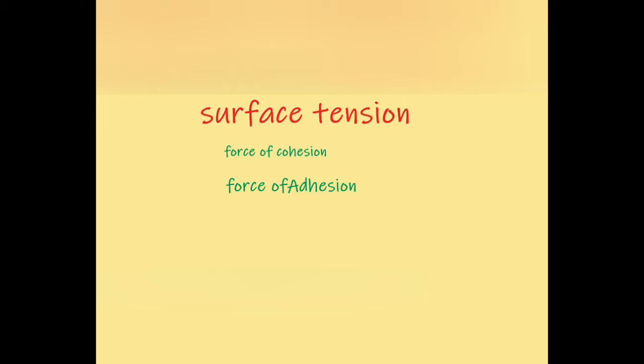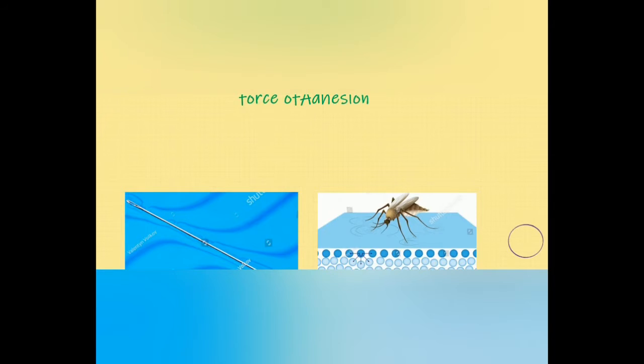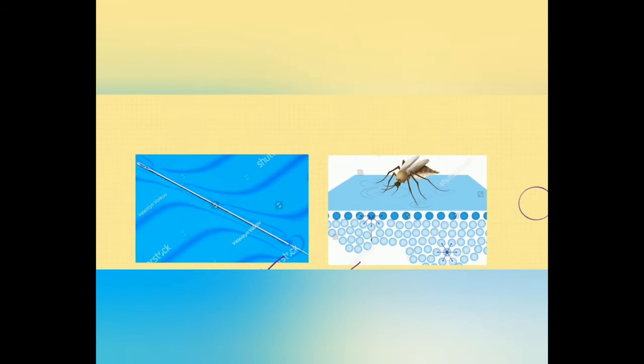What is surface tension? See here, this needle rests on the free surface of water. In the same way, insects move over the surface. How is it possible? Because the free surface of the liquid acts like a stretched membrane, and it supports the needle and the insect. So, which property is that?